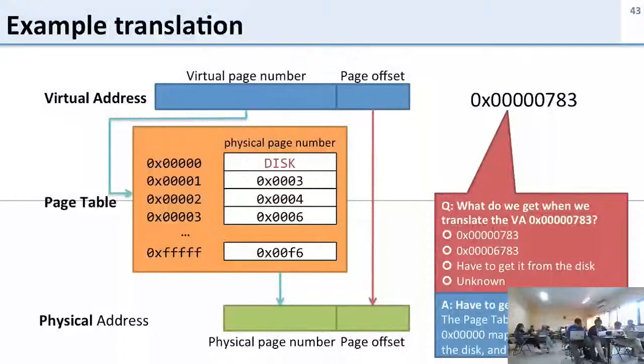Well, here we're going to have to get it from disk. Because if we look at what the page table is going to do here, it's going to take the virtual page number here, which is 0, and if we look up virtual page number 0, it says it's on the disk. So let's walk through this.